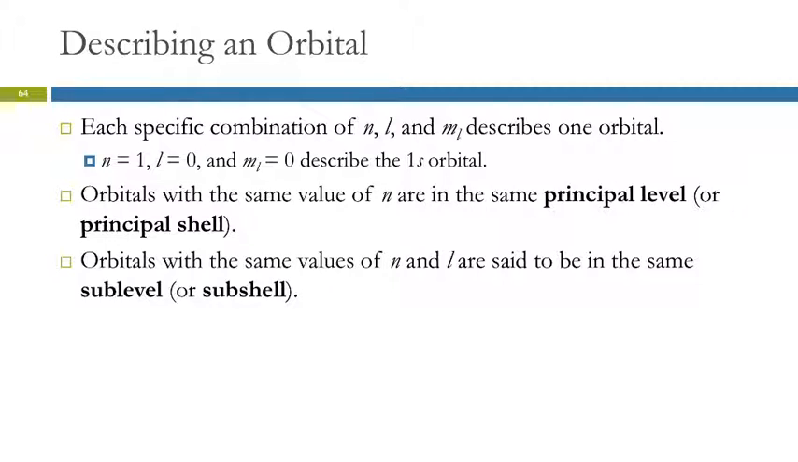So when we describe an orbital, we use these 4 quantum numbers. Those numbers would be put into the equation to calculate the shape and the energy of it. We're not going to deal with that, but we are going to look at these 4 numbers. So each combination of the first 3 describes one orbital. So for example, n equals 1, L equals 0, M sub L equals 0 describes a particular orbital. It describes the 1s orbital.